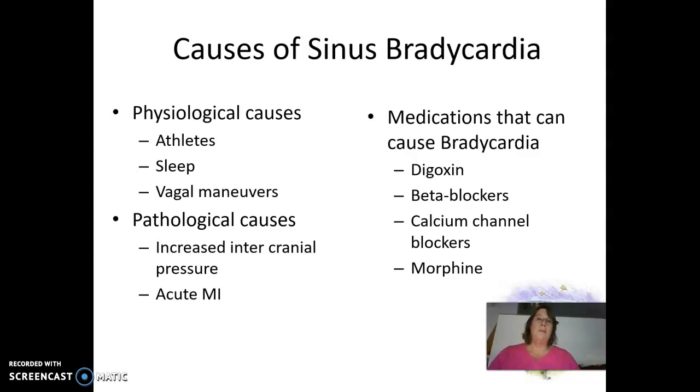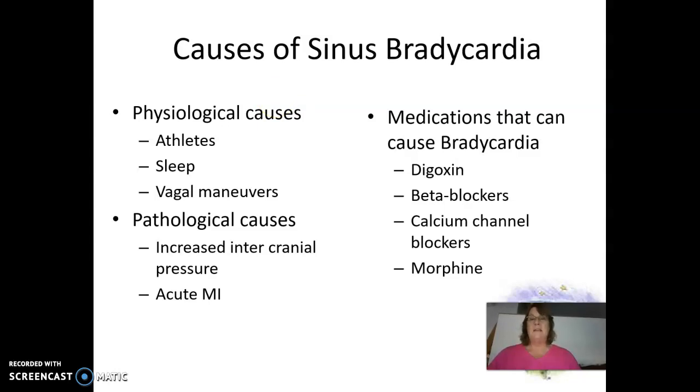So if the patient you're taking care of is normally sinus rhythm in the 90s, and now all of a sudden they are sinus brady at 50, there's a problem. But if they're normally sinus rhythm in the 60s and now they're asleep and they drop down to sinus brady in the 50s, I know that that's probably just because of sleep. Vagal maneuvers, bearing down, coughing forcefully.